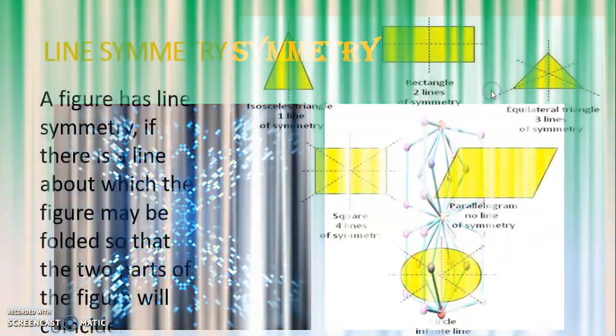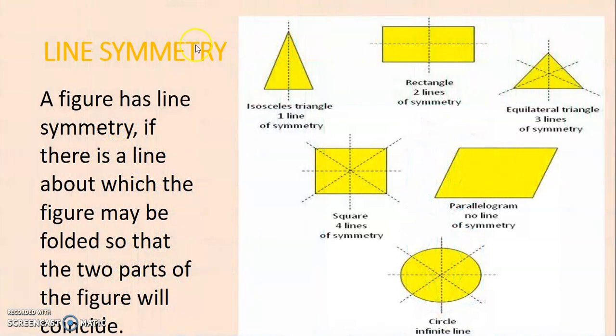To begin with, we learnt about line symmetry. A figure has line symmetry if there is a line about which the figure may be folded so that the two parts of the figure will coincide. We used to play with kerchiefs, folding them and making many things, isn't it? Even with papers, we do many crafts.